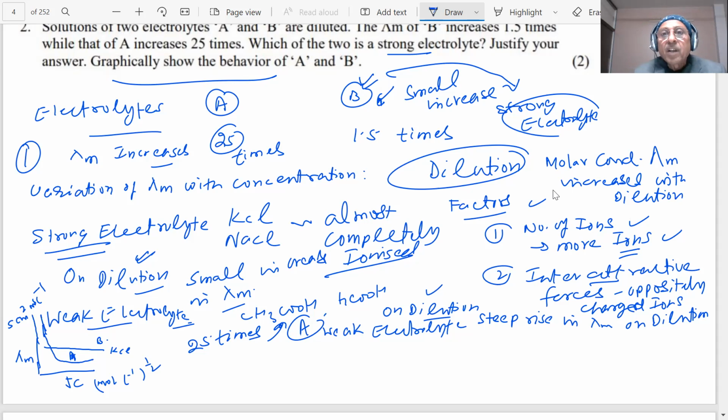So here only 1.5 times increase, and here, students, you are getting more than 25 times. So you can see there is an abrupt increase. I hope the question is answered and understood. This is an important question. Such questions will be there in the exam, students. So we should know the answers and understand.